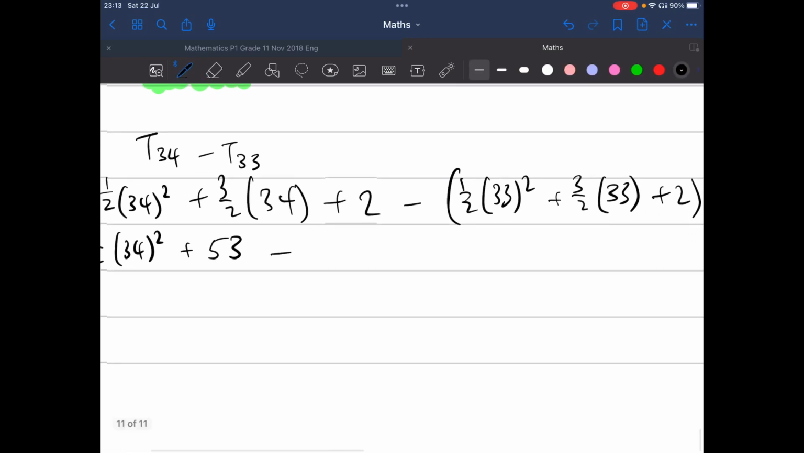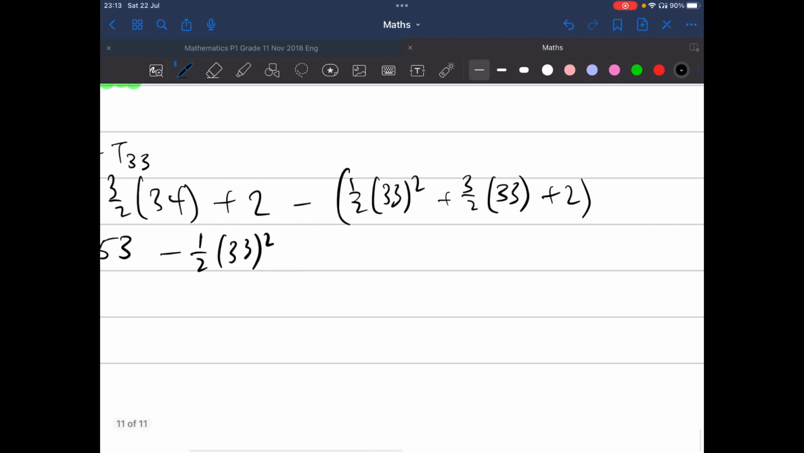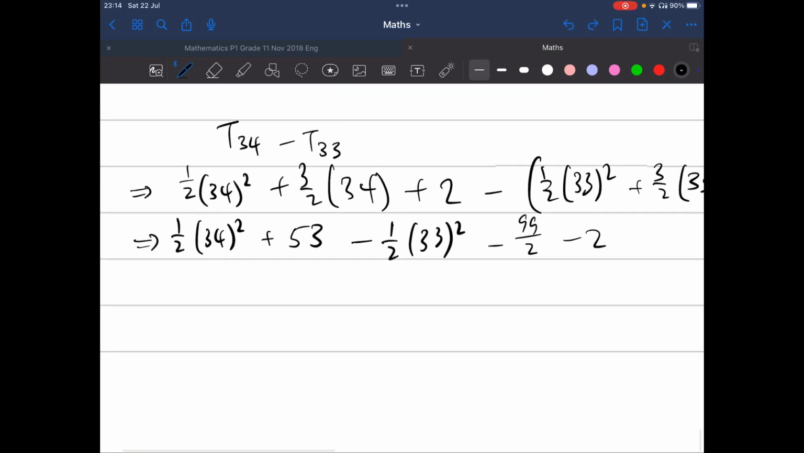minus half 33 squared minus, now 3 over 2 times 33 is 99 over 2 minus 2. Okay, so I just multiply this negative sign by each of those. Okay, and now I'll just put all of this into my calculator and get an answer.